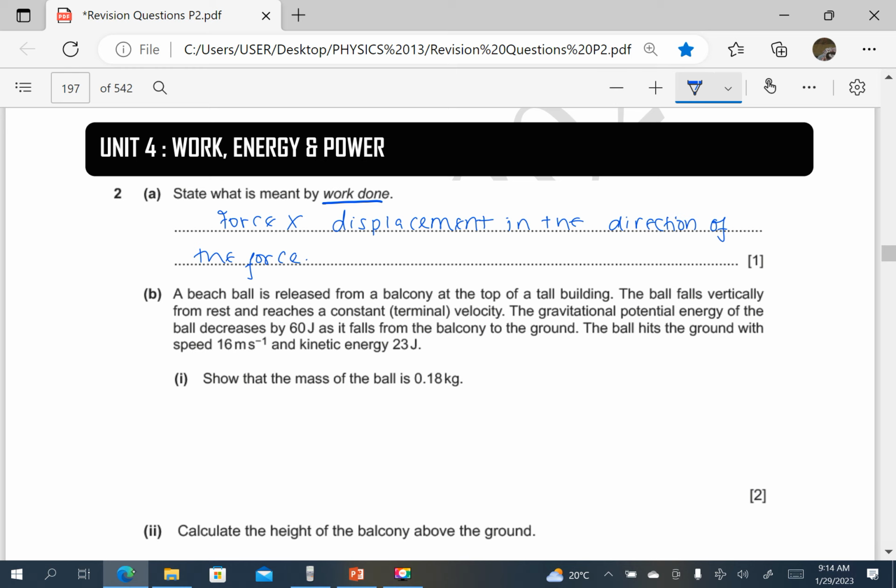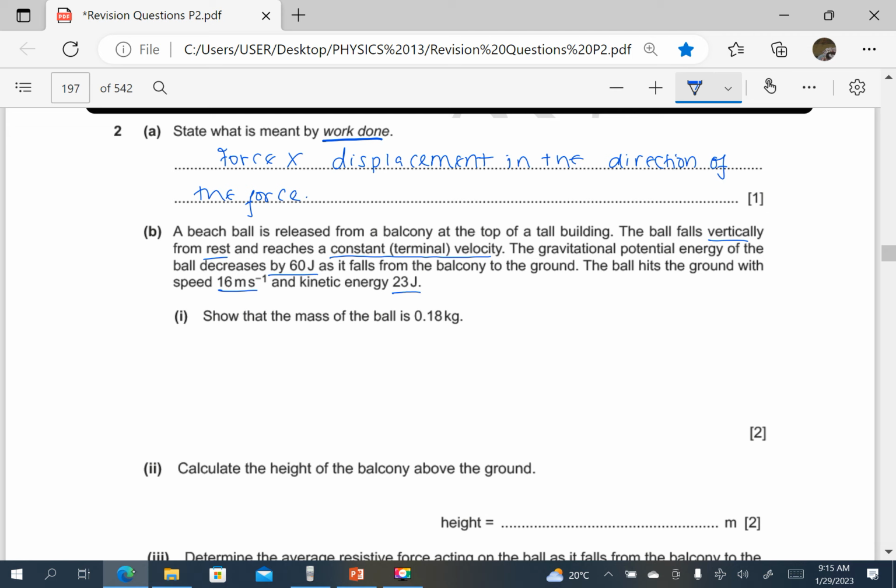A beach ball is released from a balcony at the top of a tall building. The ball falls vertically from rest. Initial velocity is zero. And reaches a constant terminal velocity. We know what we mean by terminal velocity. There the acceleration is zero. The gravitational potential energy of the ball decreases by... that is the decrease in gravitational potential energy as it falls to the ground. The ball hits the ground with this speed, 16 meters per second, and the kinetic energy is 23 joules. Show that the mass of the ball is 0.18 kilograms.